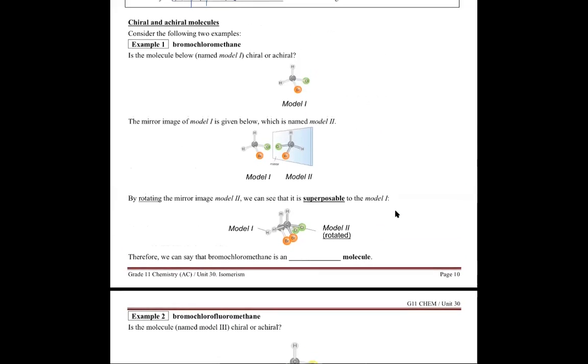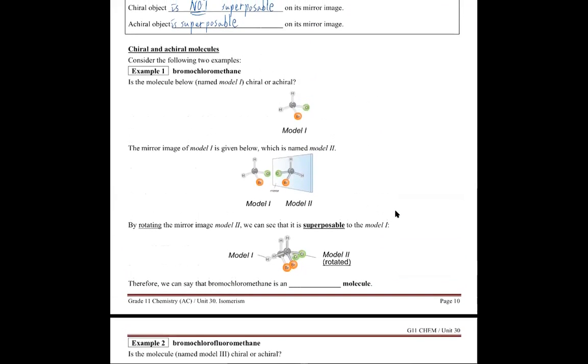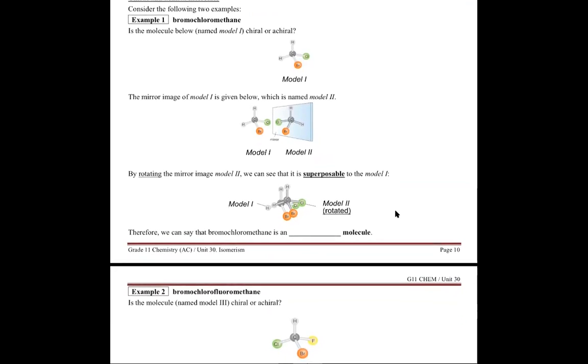Okay, so I think it's pretty clear with example 1. I have shown you the model. It's easy to put the mirror image on top of the original one. So we say it is superposable to the original one. Hence, this molecule is an achiral molecule.